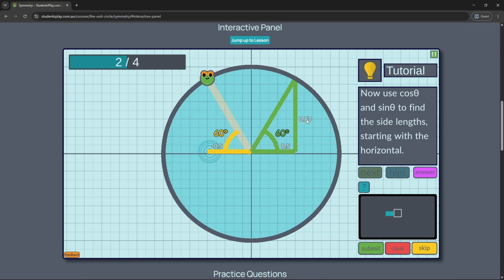So doing the same with the sine, the vertical should be 0.87, and then does it go up or down for this actual triangle here? Well, it still goes up, so 0.87. We don't even need to use the calculator. Nice.